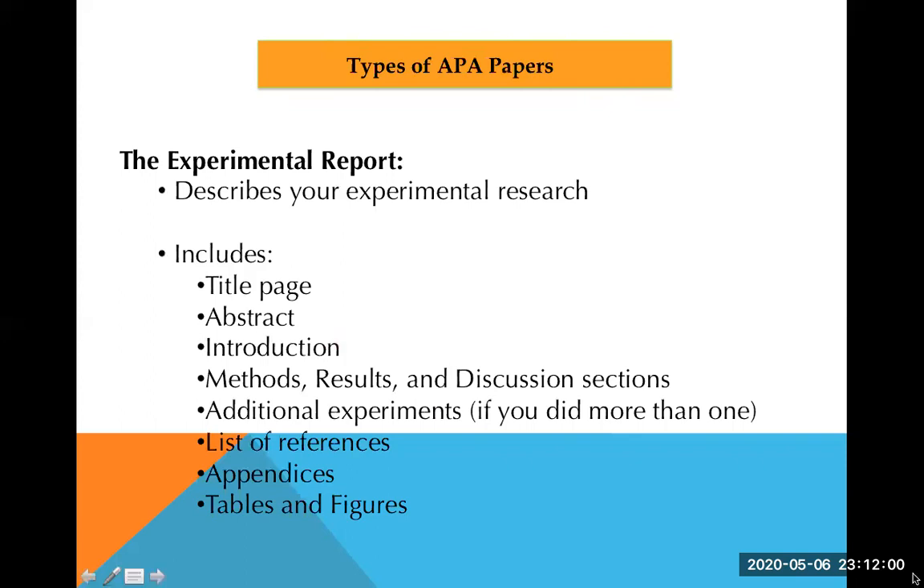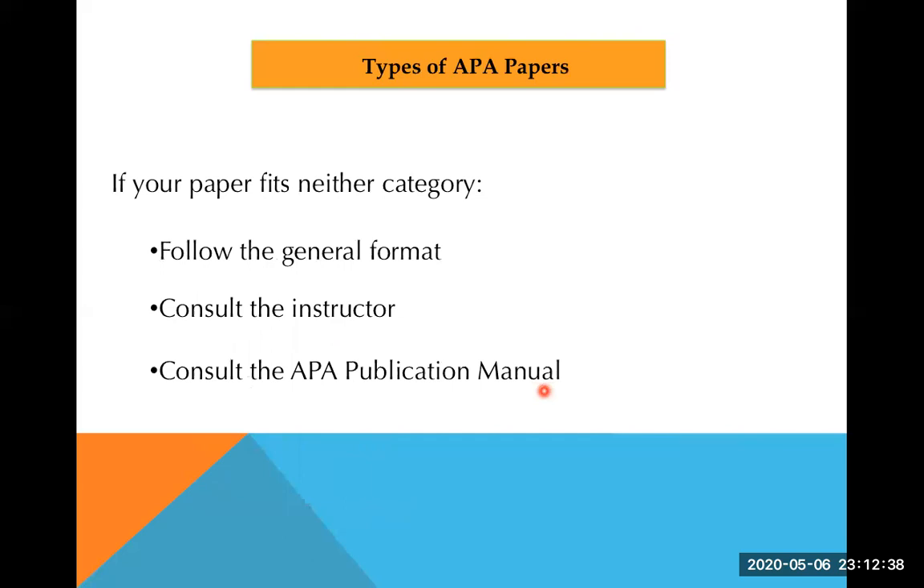This genre includes the title page, abstract, introduction, which is basically the gist for the reporter's study, method, results, discussion, multiple experiments if you conduct more than one, and also references and appendices, which I guess are optional. The experimental report often contains tables and figures, and of course we will see the tables and figures at the end of this presentation. If your APA paper does not take any of the above mentioned types, you should either follow the general format you already know, or consult the APA publication manual, you know?